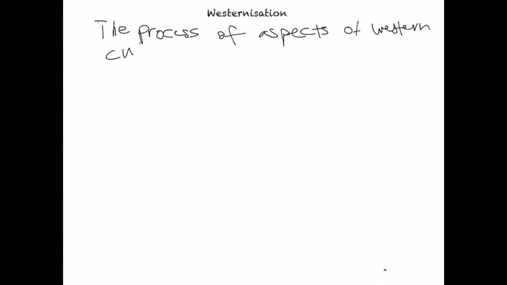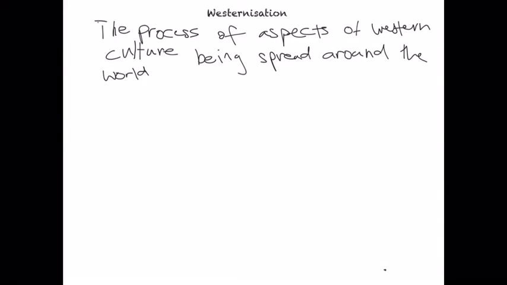Okay, so now we're going to look at Westernisation. And Westernisation is essentially the process of aspects of Western culture being spread around the world. So it's essentially looking at how Western values, ideals, beliefs, attitudes get spread globally. So this usually occurs through these factors that I'm going to outline.